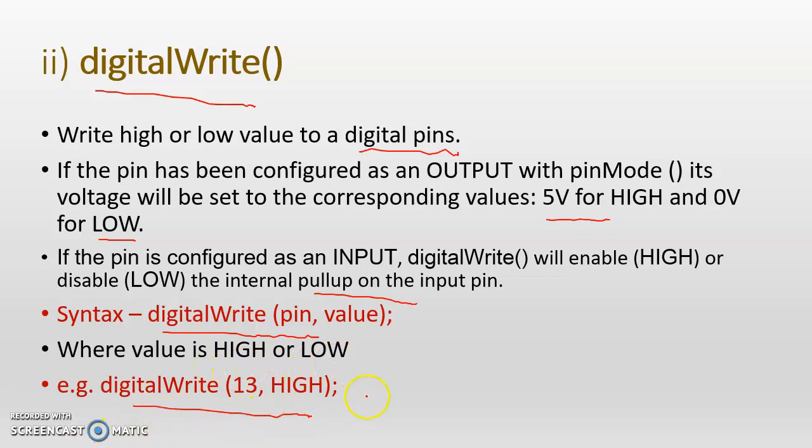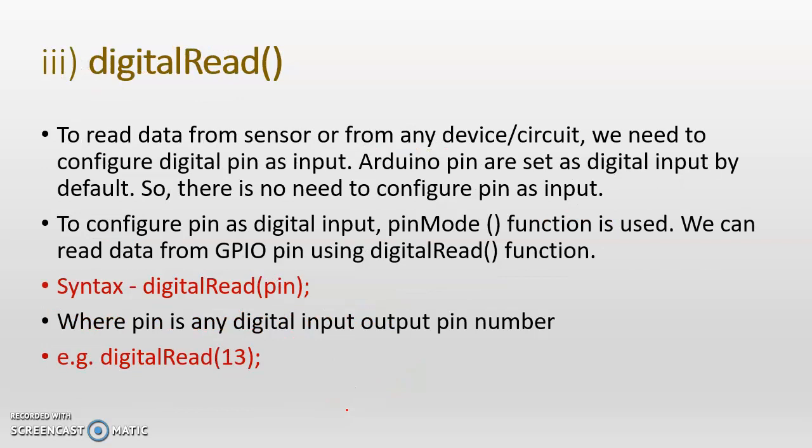For example, digitalWrite(13, HIGH). This command will send a high signal or 5 volt to pin number 13. If it is connected with an LED, that LED will glow. Whenever this digitalWrite command is sent to pin number 13, it will glow the LED. And whenever digitalWrite(13, LOW), it will switch off the LED. So this is useful for writing HIGH and LOW.